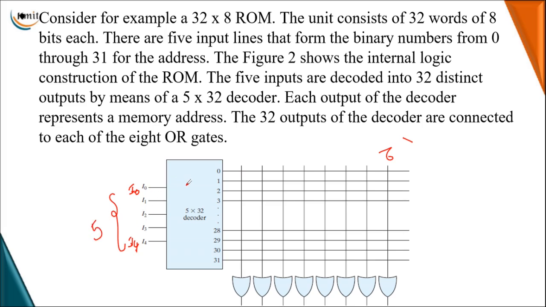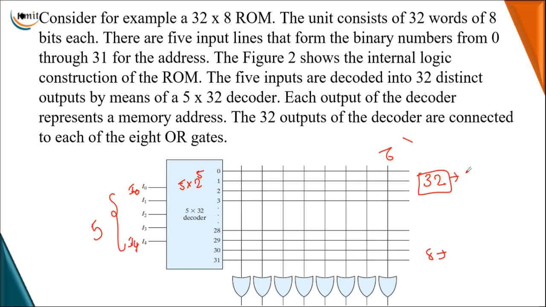So the decoder must be a 5 into 2 power 5, or 5 into 32 decoder. Based on your address inputs, one of the memory words is selected, and the data loaded in the selected memory word will be retrieved through the multiple-input OR gates. Here I have a total of 8 OR gates with the interconnections. Each OR gate has 32 inputs, so 32 inputs are available on each OR gate.